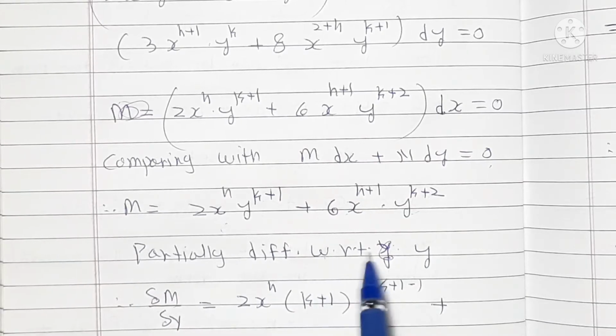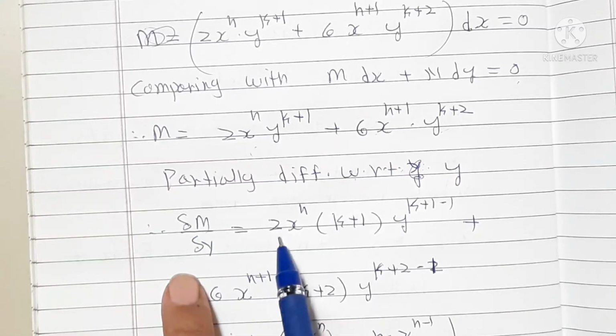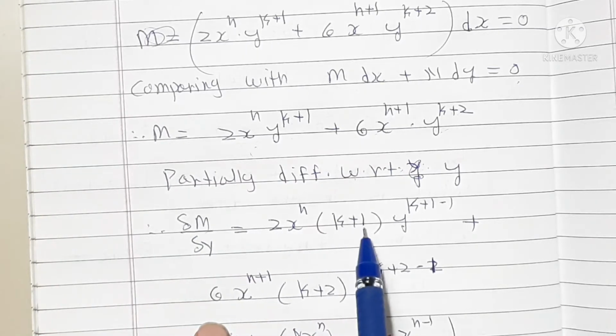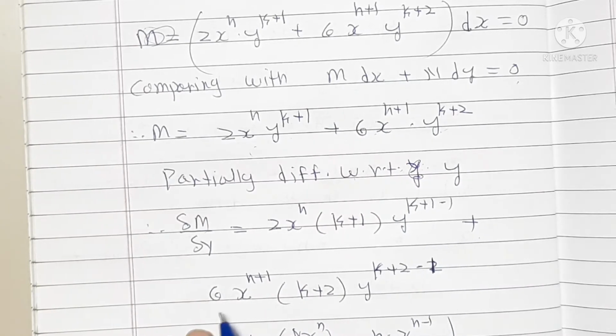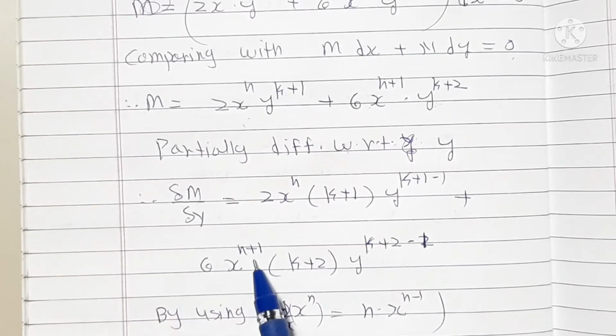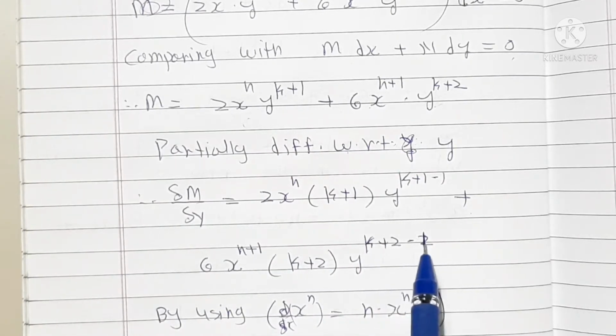Now partially differentiate with respect to y. After differentiating with respect to y, we get dM by dy is equal to 2 into (k plus 1) into x raised to h y raised to k plus 1 minus 1, plus 6 into (k plus 2) into x raised to h plus 1 y raised to k plus 2 minus 1.